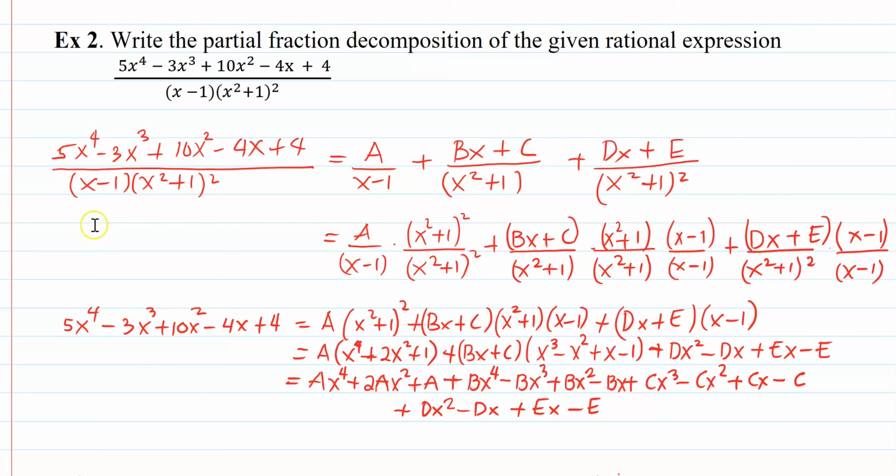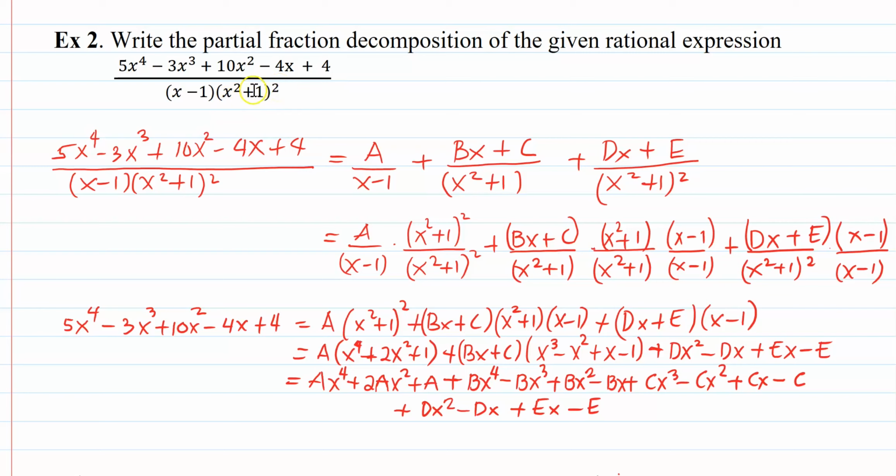In the next example, I will show you how to write the partial fraction decomposition of a rational expression where the denominator is a combination of linear and quadratic factors. So here's the example. Write the partial fraction decomposition of the given rational expression (5x^4 - 3x^3 + 10x^2 - 4x + 4) over (x - 1)(x^2 + 1)^2.